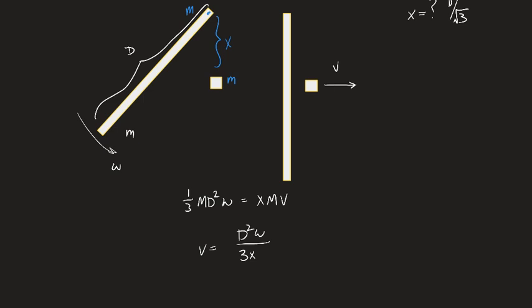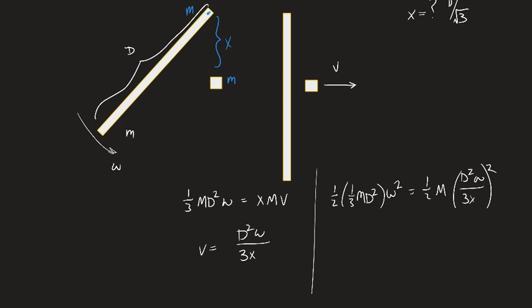I still haven't used the fact that this is an elastic collision. Let's use that fact now. 1/2 times 1/3 M D squared times omega squared equals 1/2 M V squared. This is pretty straightforward. It is a complete redo of the problem, except this time M1 and M2 are the same, and we don't know what X is. We can solve for it.